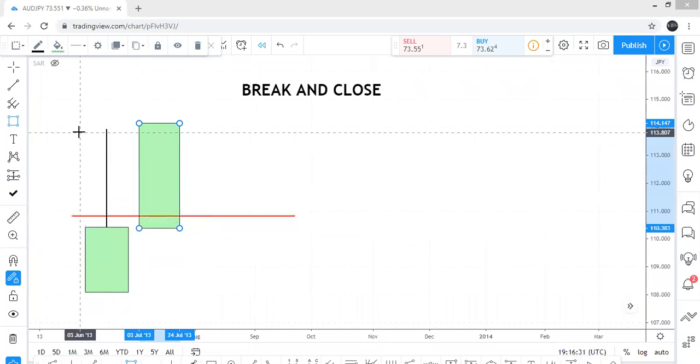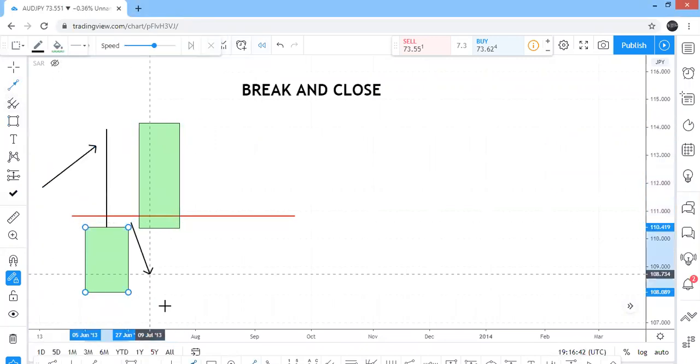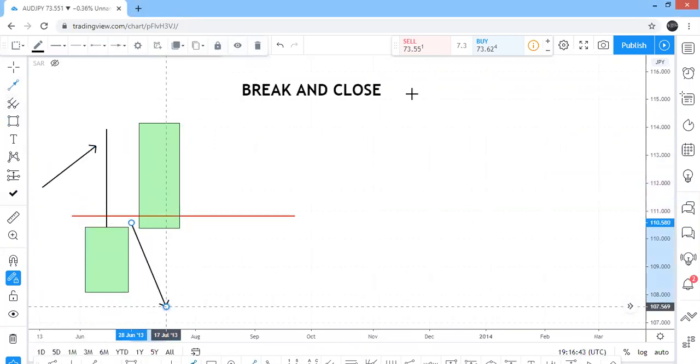Don't let it get to hour 3 and think that it has broken. You enter the trade, and then all of a sudden it closes beneath. Because what's going to happen? It's going to blow your account. It might even end up going in the opposite direction. So wait for this to happen.